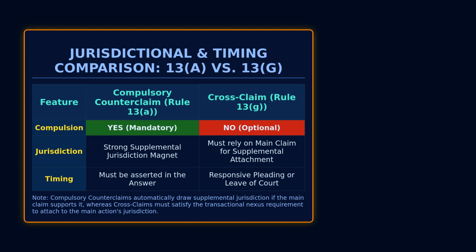Furthermore, consider timing. A compulsory counterclaim must be raised in the answer. In contrast, a cross-claim under Rule 13g is asserted in the cross-claimant's responsive pleading or, if asserted later, requires leave of court. This difference in timing reflects their distinct roles in litigation strategy.